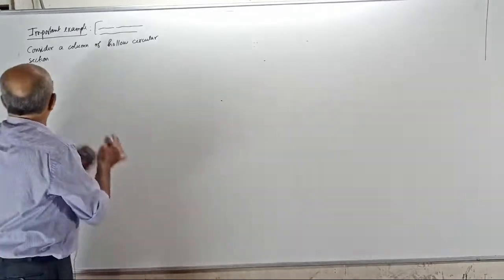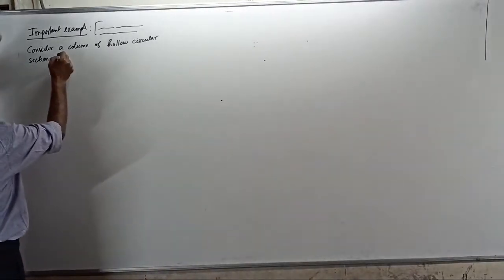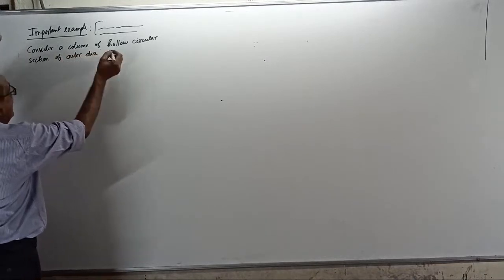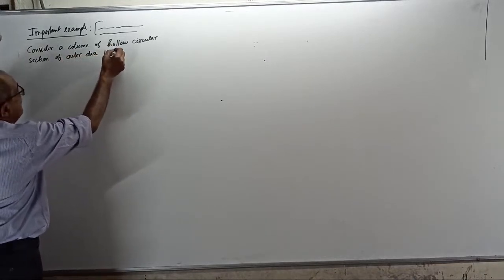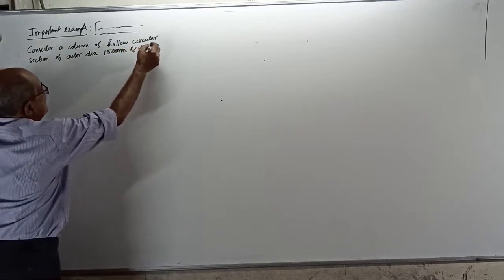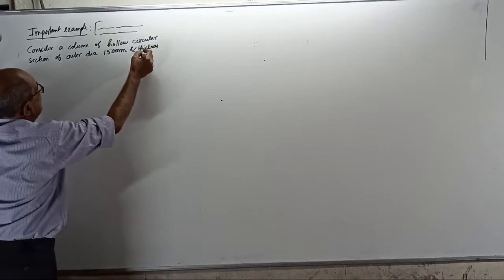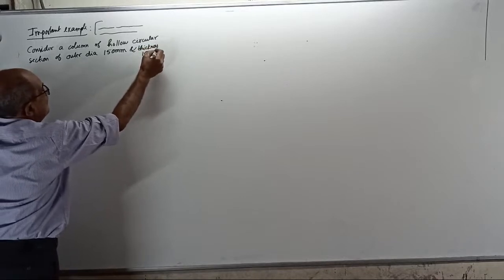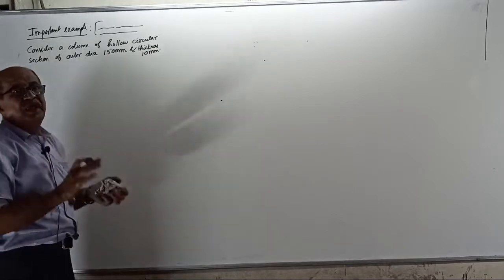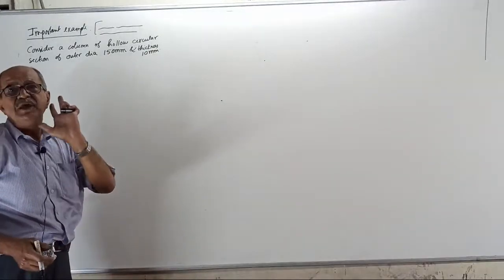Some people call it hollow circular section, some people call it hollow cylindrical section, sometimes people call it pipe. Okay, hollow circular section of outer diameter 150 millimeter and thickness 10 millimeter. Now next, I won't give end condition today because directly I will give effective length.